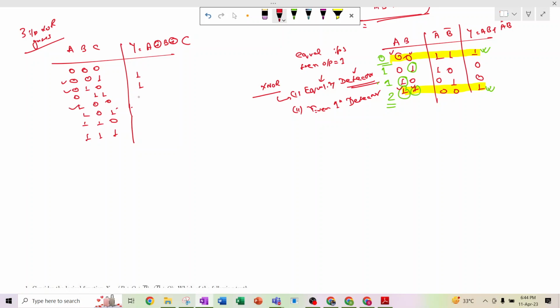Here an odd number of 1s, the output will be 1. And here an odd number of 1s, the output will be 1. But here an even number of 1s, it will be 0. Even number of 1s, it is 0. Here also an even number of 1s, it is 0. And one more 0 is here. Even number of 1s, it is 0.